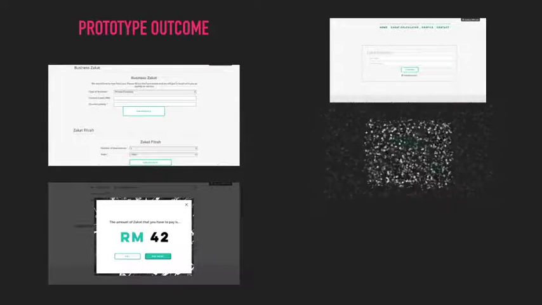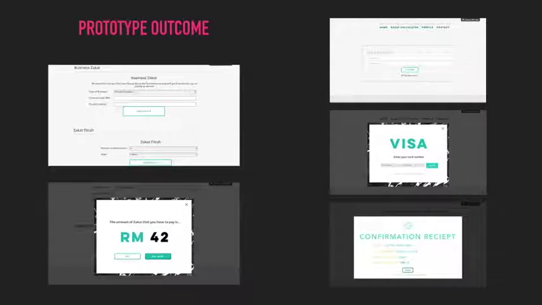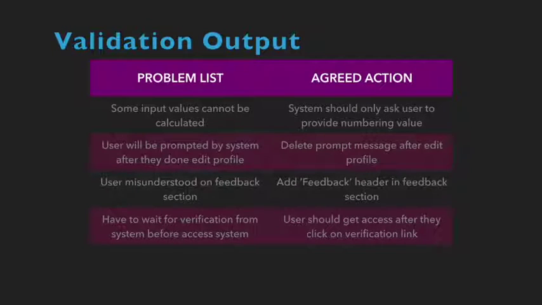Besides, our system can trace users' history from their previous transactions, and that is the main purpose why we have login and sign up features. Next, last but not least, we have listed our validation output from zakat management system, and the problem that we found is that some input cannot be calculated. Therefore, we agree that zakat management system should only ask user to provide numeric values.